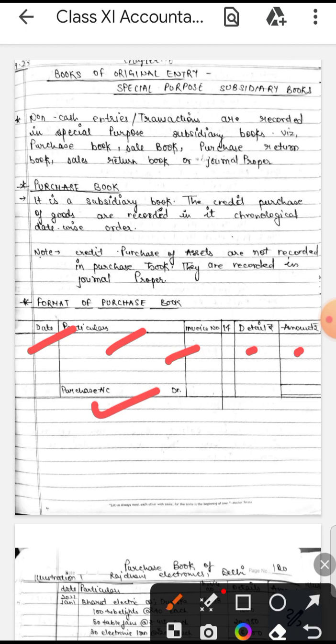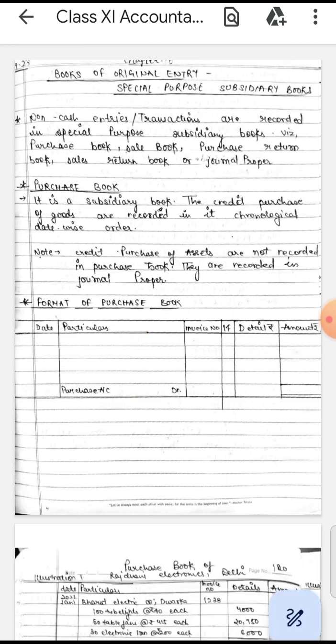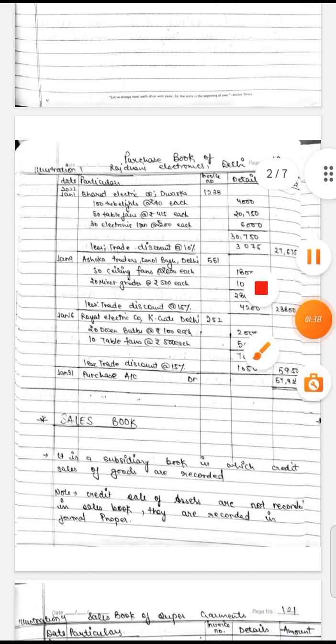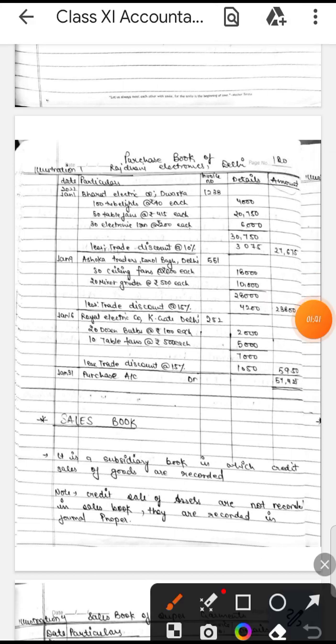Now we are going to understand the practical perspective of this topic by taking one example. Here the illustration says that we purchased some items from Bharat Electronics on January 1st, 2022. We purchased 100 tube lights at the rate of 40 each. Then the value is 40 into 100 is equal to 4000. 50 table fans at the rate of 415 each, that means 20,750. 30 electric irons at the rate of 200 each, 6,000.